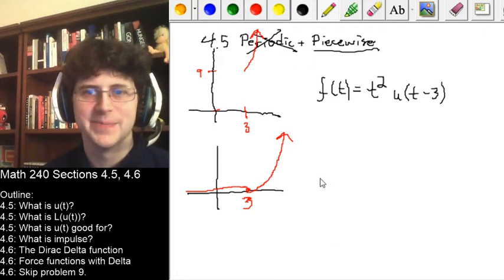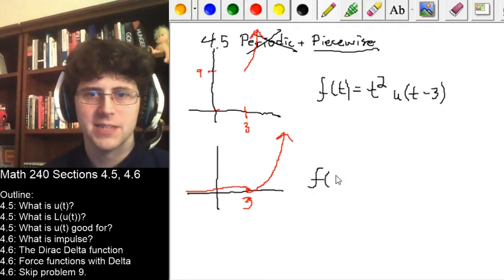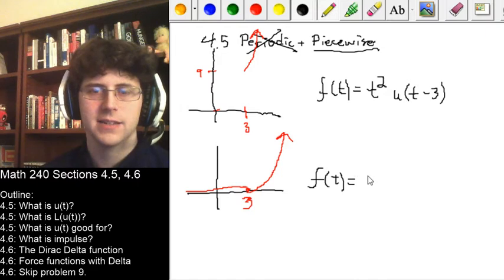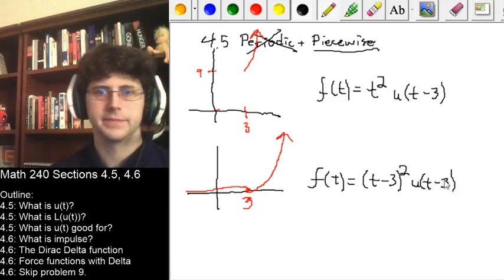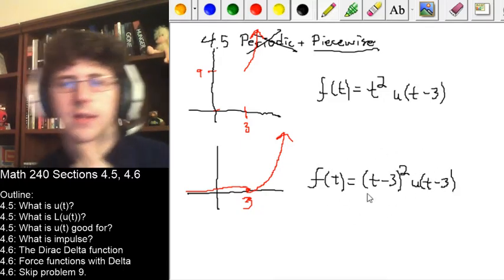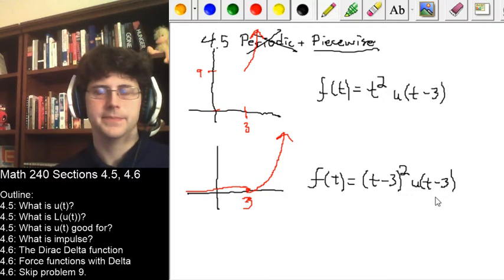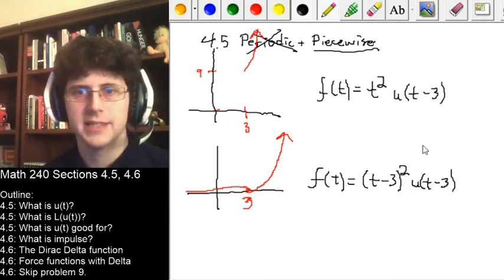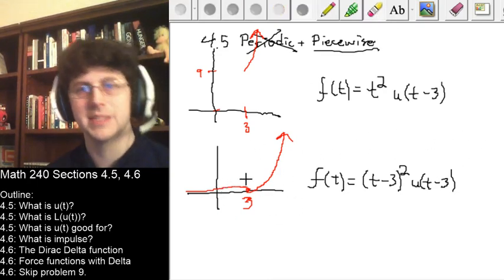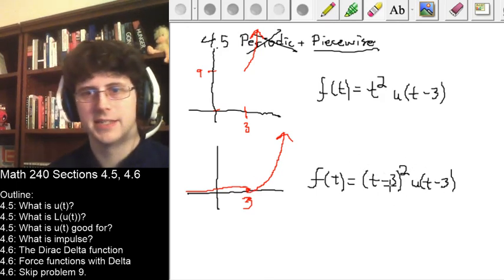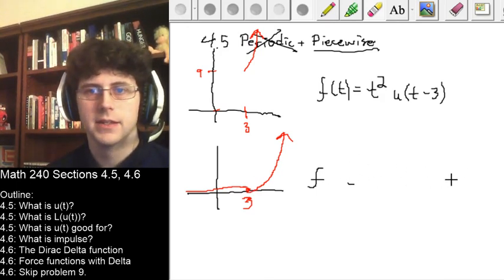So, to get this function where you've delayed a function, you shift it by 3, and turn it on at time 3. So that's what you get here. I should write this in a box, but this is the point. If you ever want a function to be delayed by a certain amount, this is how you do it. You'll practice it in a second.